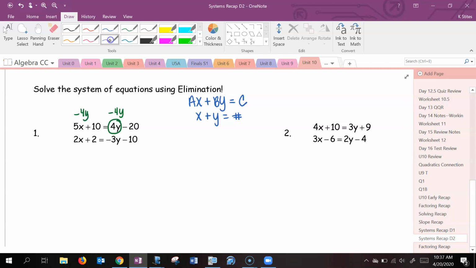My 10 is on the left side. It needs to be on my right side with my other number. See, I want my number after my equal sign, so I will have to subtract my 10 on both sides, and it's going to combine with my negative 20. That means the equation I actually want for the first one is 5x minus 4y, since I subtracted my 4y over, equals negative 30, because I had a negative 20 and subtracted 10 more. Now I'm in standard form.